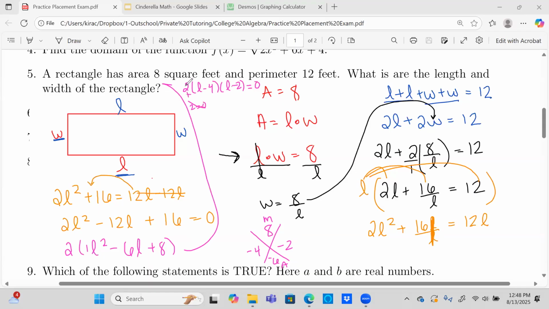2 equals 0? No, it doesn't. Set this equal to 0. Length equals 4. Set this equal to 0. Length equals 2. Now, we can't have them both, but it's fine. We can figure it out from there.